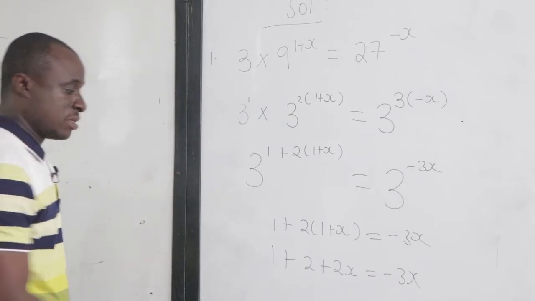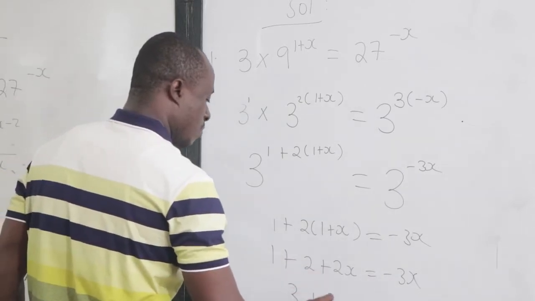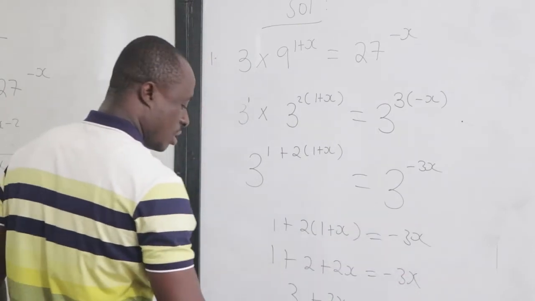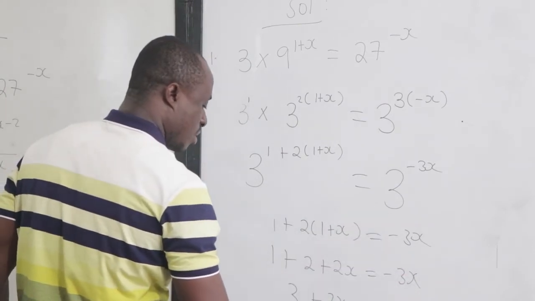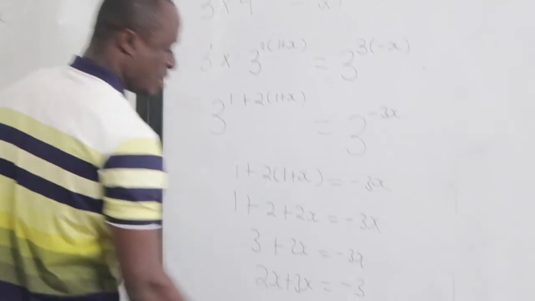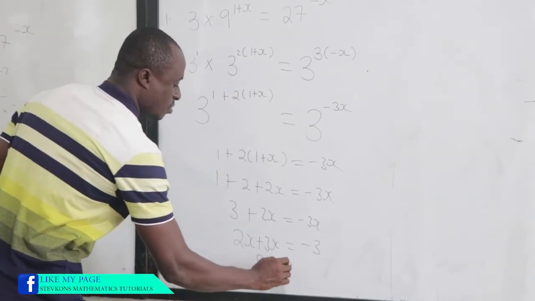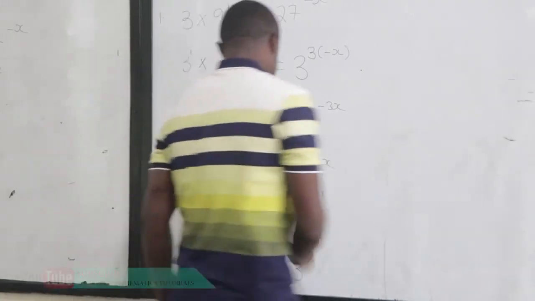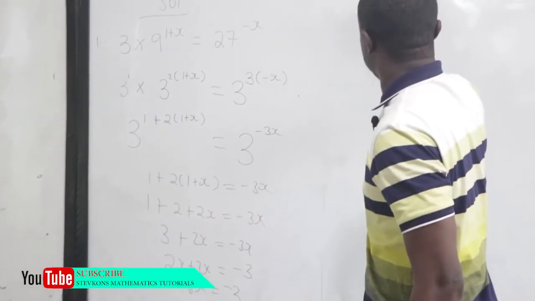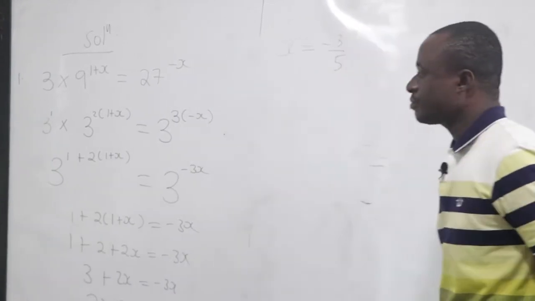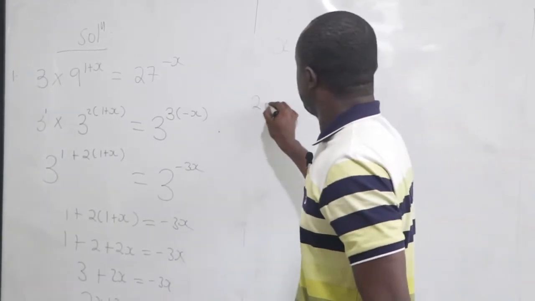Now let's expand: 1 plus 2 plus 2x equal to negative 3x. We want to find x. So this is 3 plus 2x equal to negative 3x. This has to come here, this has to go there. 2x plus 3x equal to negative 3. 2x plus 3x is 5x equal to negative 3. Dividing both sides by 5, we have x equal to negative 3 over 5. Now let's see the second one.